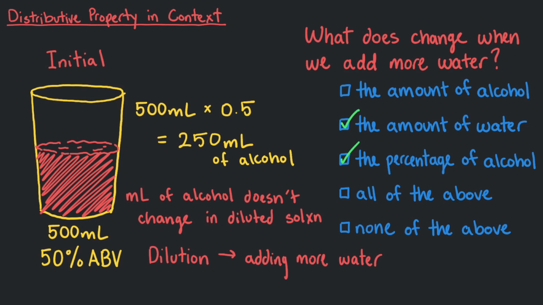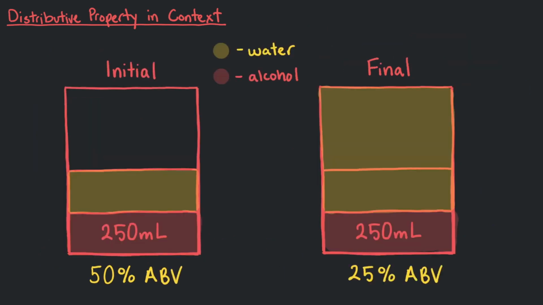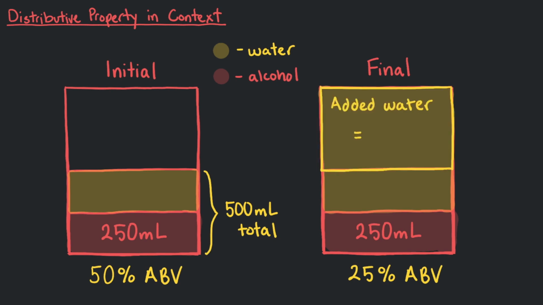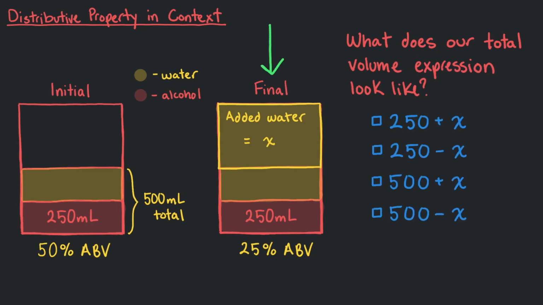Exactly. Let's look at a diagram to understand what's going on when we add more water to the original 500 milliliters. We will name the unknown amount of water added as X. When we add X amount of water to get our diluted 25% ABV, what does our total volume expression look like? Yes, we have a total volume of 500 plus X milliliters.